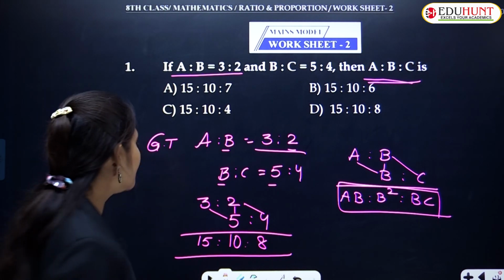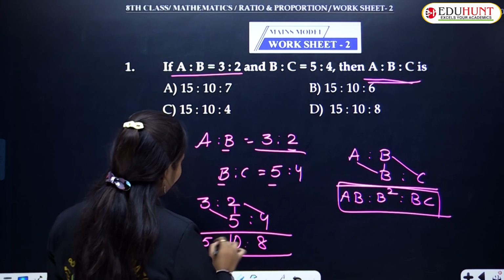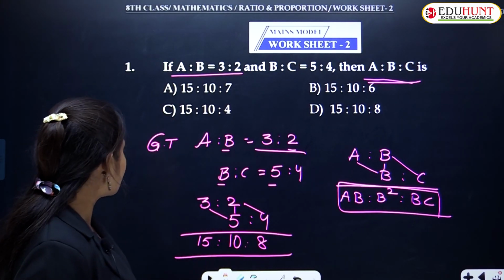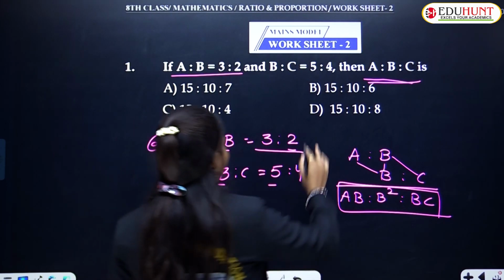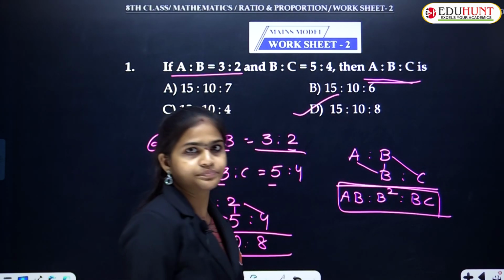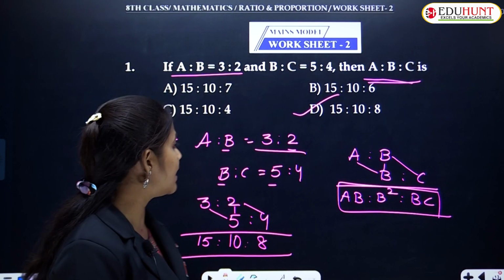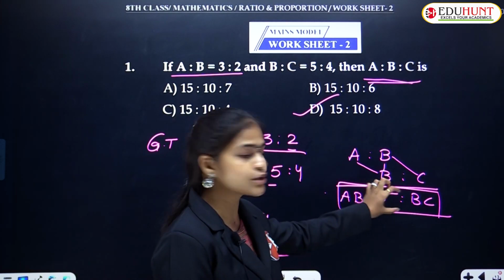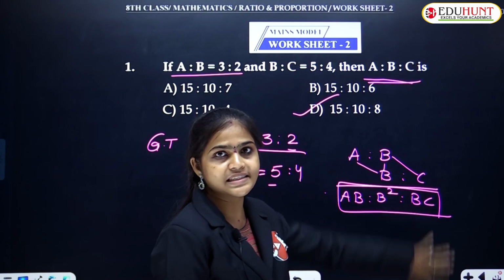Cancellation is not possible. So in that case we can give the answer as 15 is to 10 is to 8. Is the same option there or not? Yes, 15 is to 10 is to 8. Understand? So what is the formula? A into B is to B square is to BC.